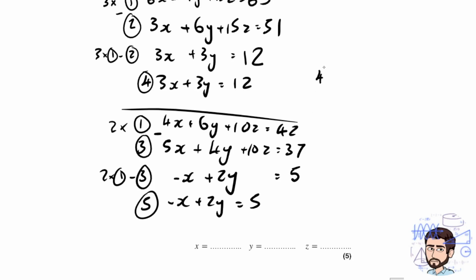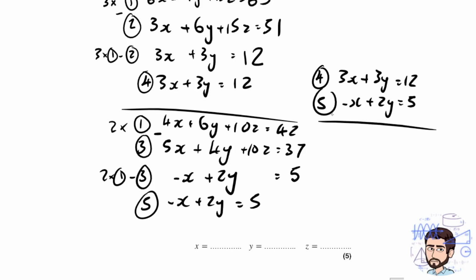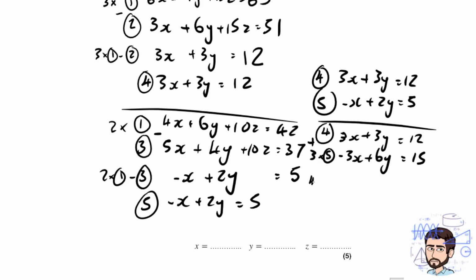So now I've got equation 4, which is 3x plus 3y is equal to 12, and equation 5, which is minus x plus 2y is equal to 5. Remember equation 4 is this, but if I multiply equation 5 by 3, I get minus 3x plus 6y is equal to 15. And then I would add these equations together to eliminate the x's, right? Because 3x plus negative 3x is 0. So equation 4 plus 3 lots of equation 5.